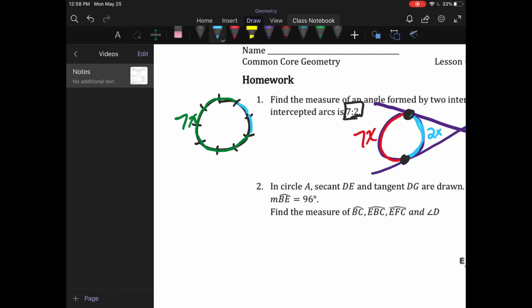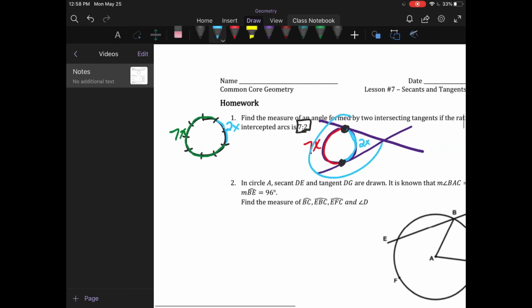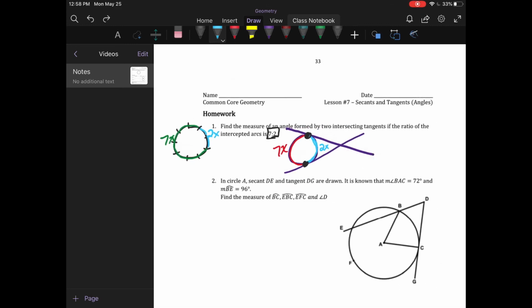7x. There we go. And the other one is 2x. So that's where this came from. Okay, so whenever you have a ratio, you could always just write 7x and 2x and then put them where they belong on your picture. Okay, so we're going to see a little bit more with ratios in the next couple lessons too. So that's something that will help you out.